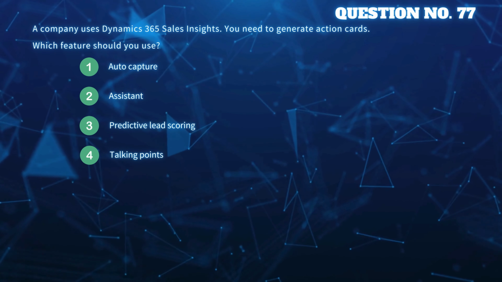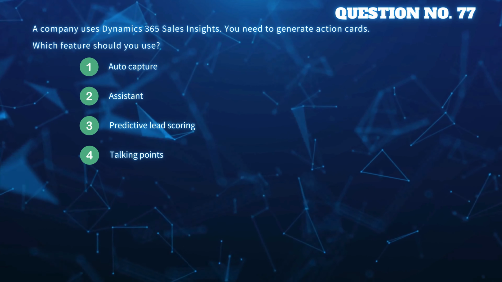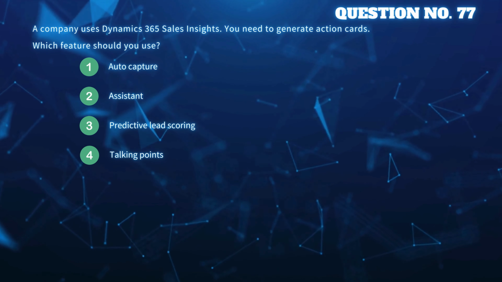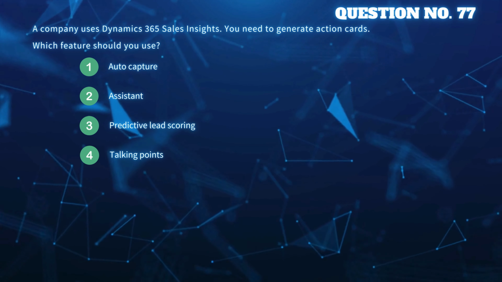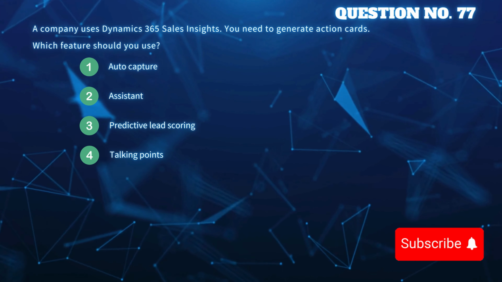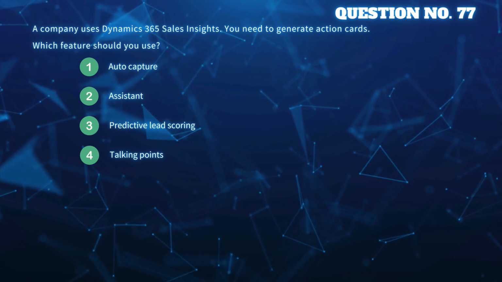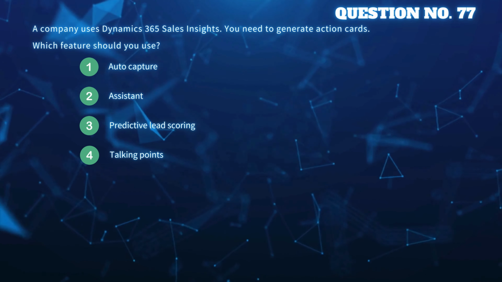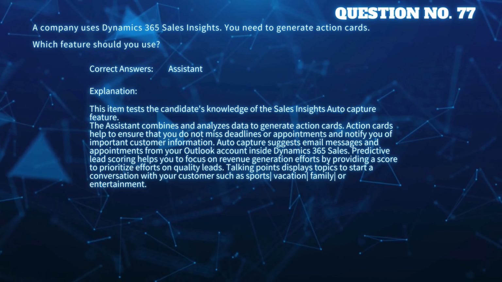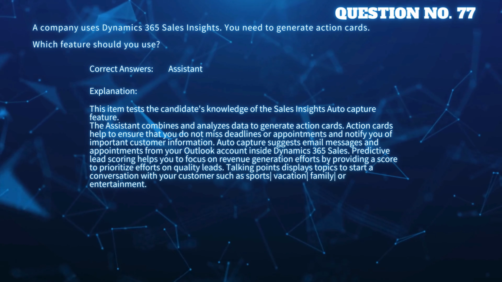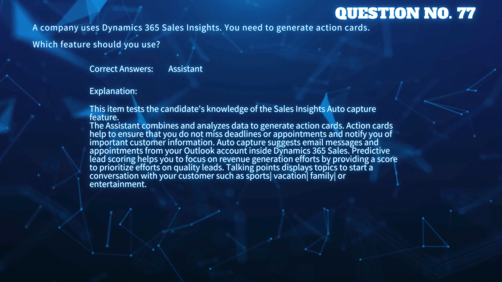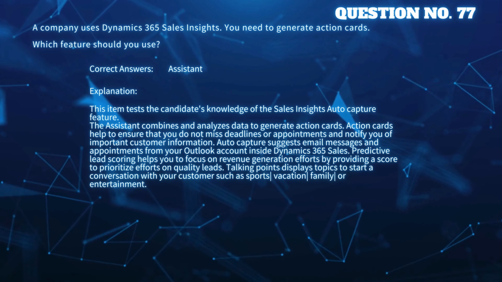A company uses Dynamics 365 Sales Insights. You need to generate action cards. Which feature should you use? Option 1, Auto Capture. Option 2, Assistant. Option 3, Predictive Lead Scoring. Option 4, Talking Points. Correct answers: Assistant. Explanation: this item tests the candidate's knowledge of the Sales Insights Auto Capture feature.